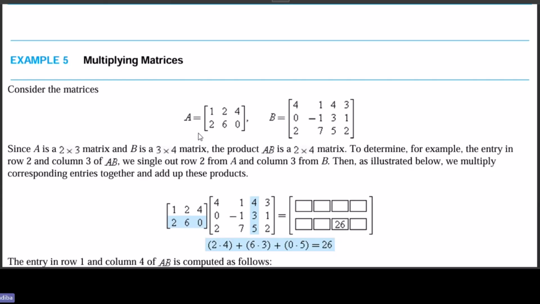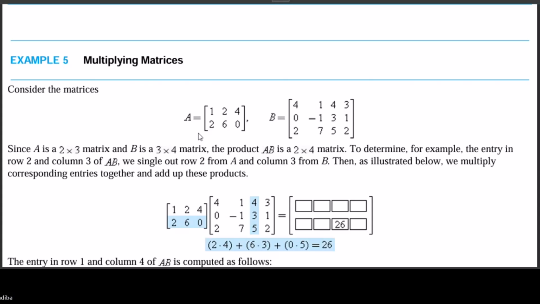Let's consider these matrices. Matrix A, which has got the entries 1, 2, 4 in the first row, and in the second row, 2, 6, 0. Matrix A is a 2 by 3 matrix. Matrix B has got the following entries: 4, 1, 4, 3 in the first row; 0, minus 1, 3, 1 in the second row; 2, 7, 5, 2 in the third row.